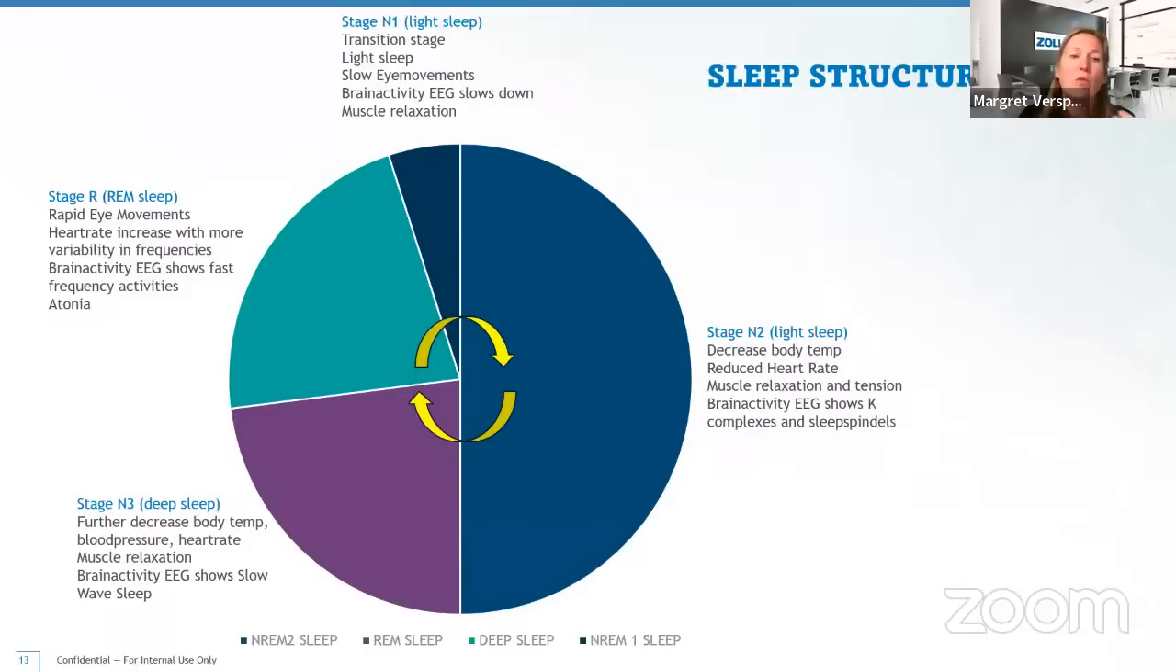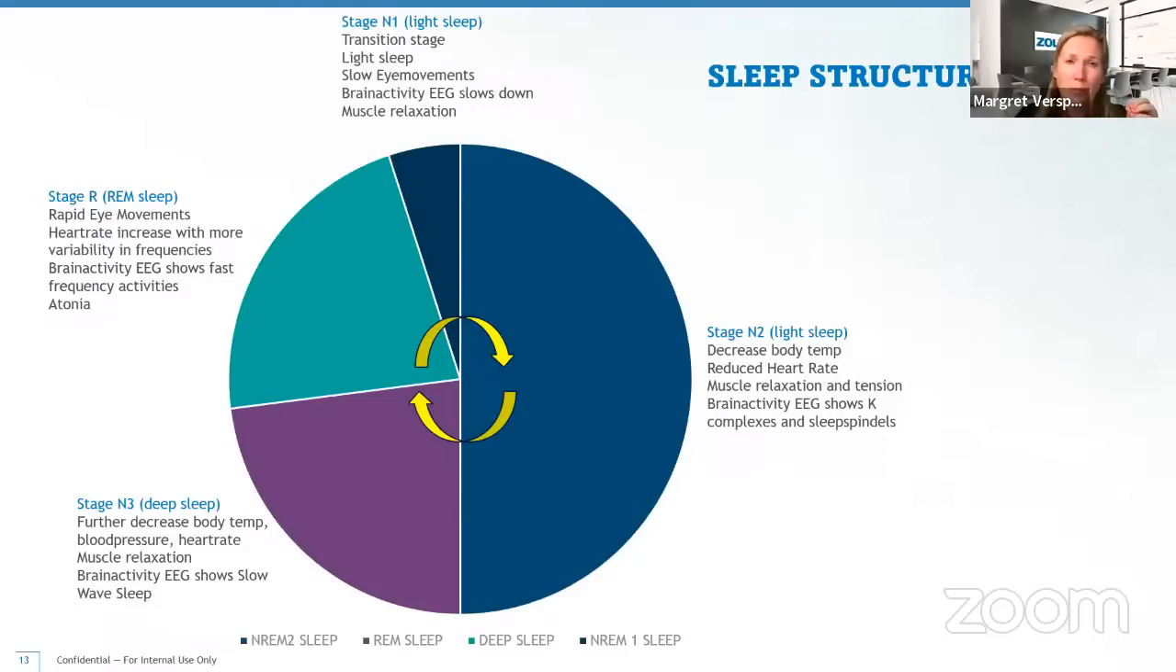So you have a further decrease of body temperature, and also a decrease in your blood pressure and heart rate. Everything is very stable in deep sleep, because you are not sympathetically activated. It means that you don't have a lot of arousals, otherwise you would not be in deep sleep. There is muscle relaxation, and the brain activity in the EEG shows very slow wave sleep. In the whole scope, we see the slow wave activity.